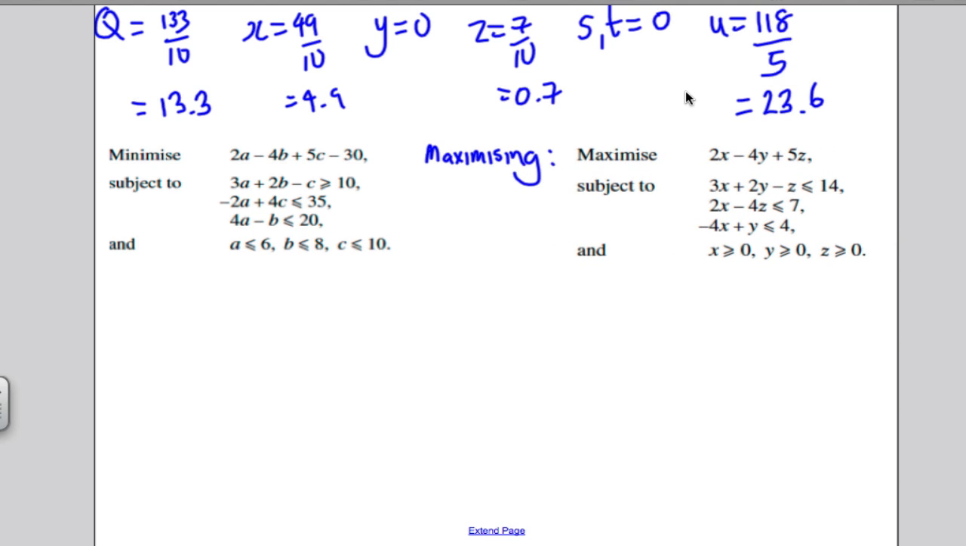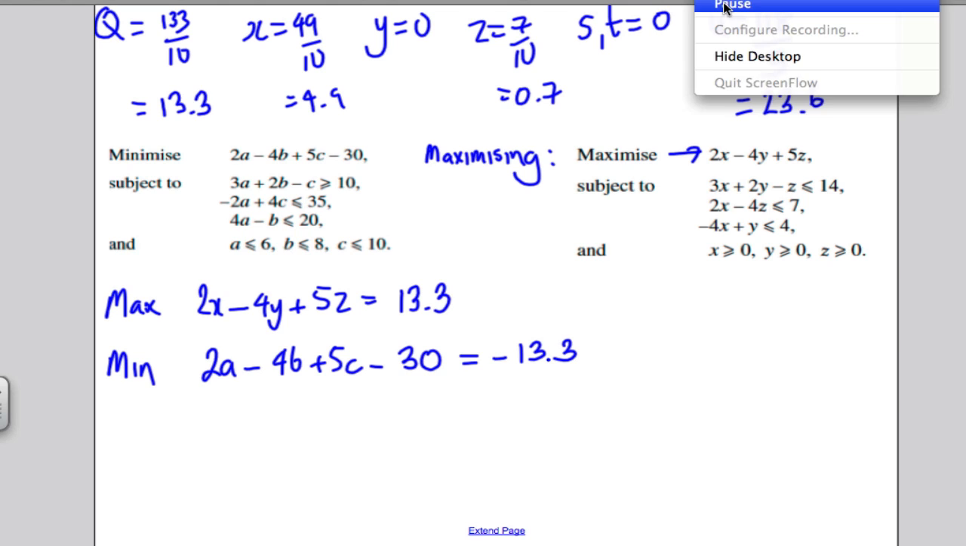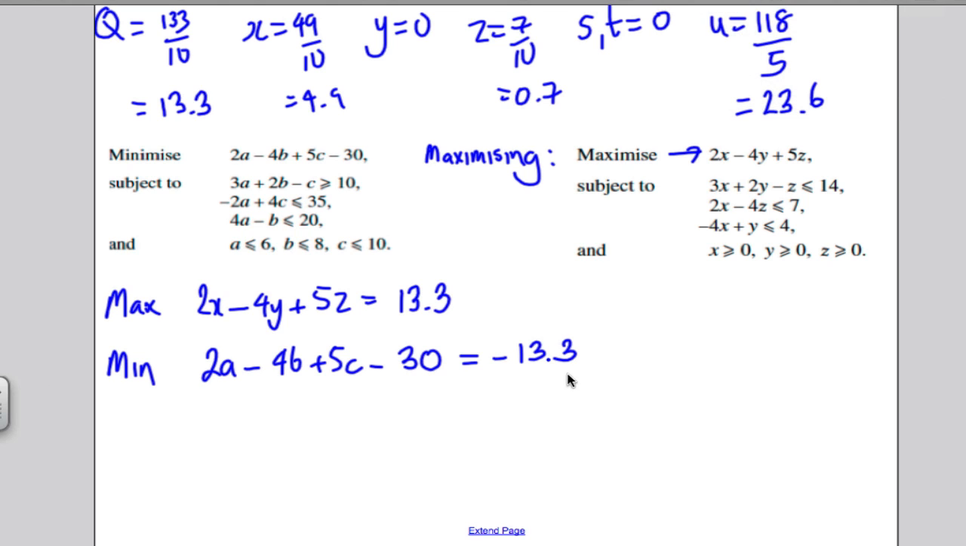So basically, what is the minimum value of this? Well, if we know these two are equivalent, the maximum value of this thing here, the max of 2x minus 4y plus 5z, is equal to 13.3, and we know that was equivalent to that by a substitution. We know that the min of 2a minus 4b plus 5c minus 30 must be equal to minus 13.3, the negative of that. Now we have to state at what values of a, b and c this is true.